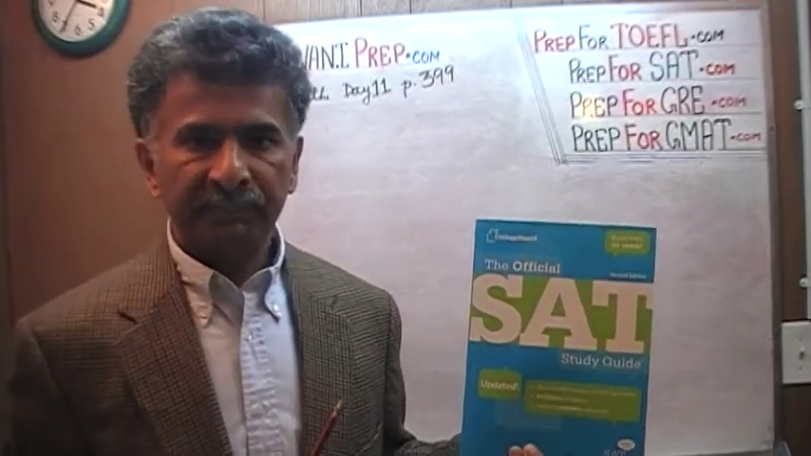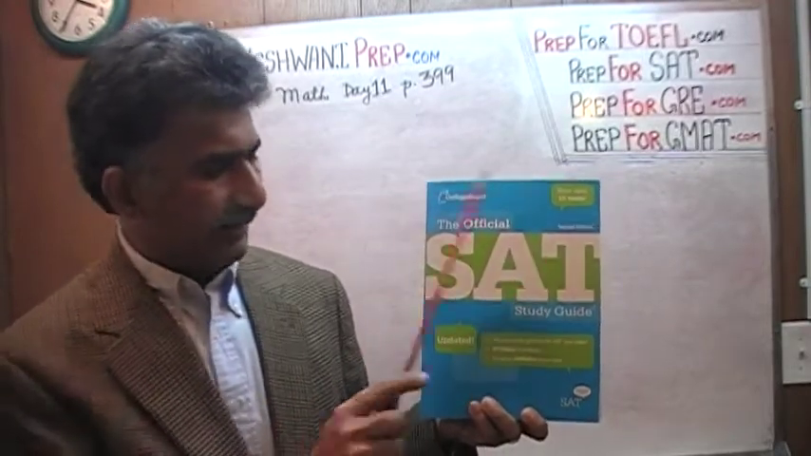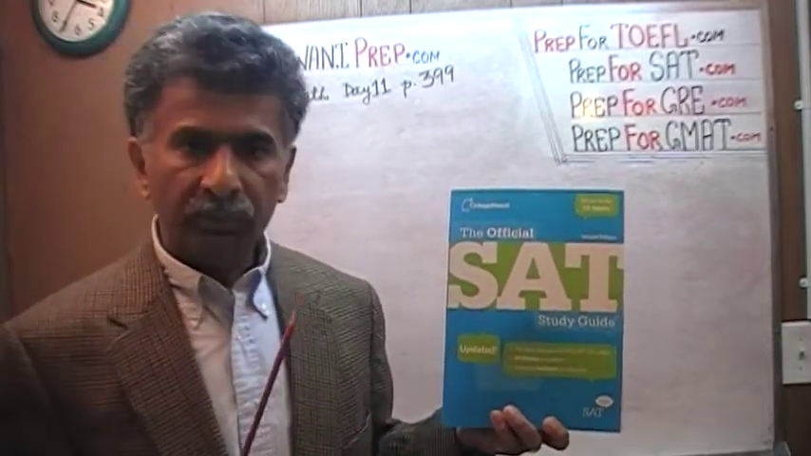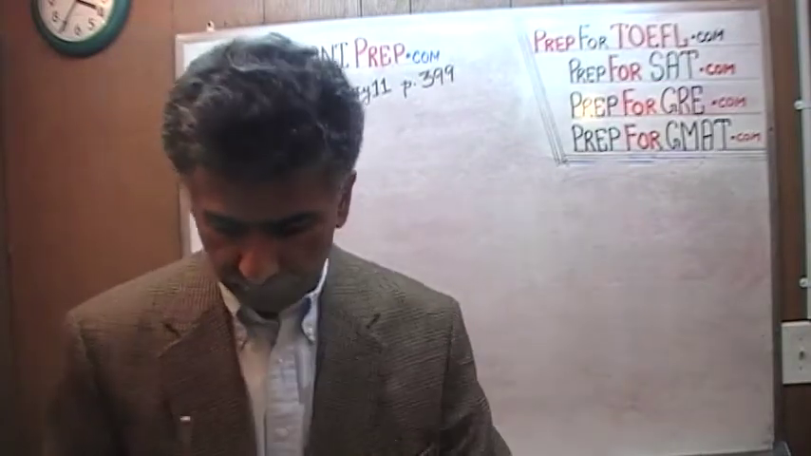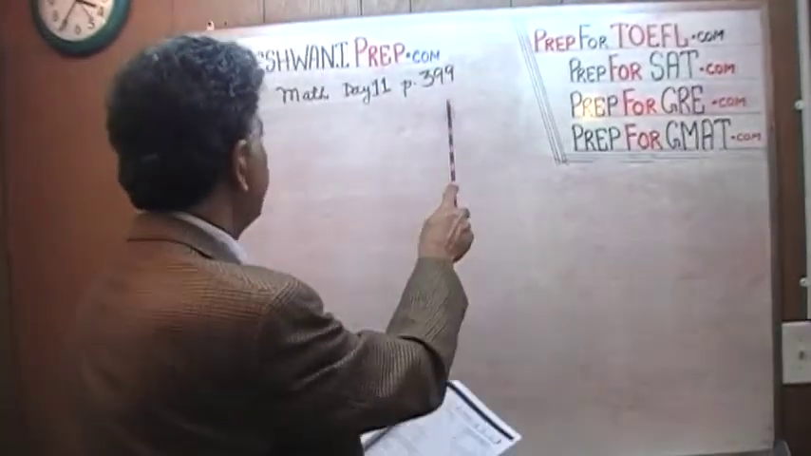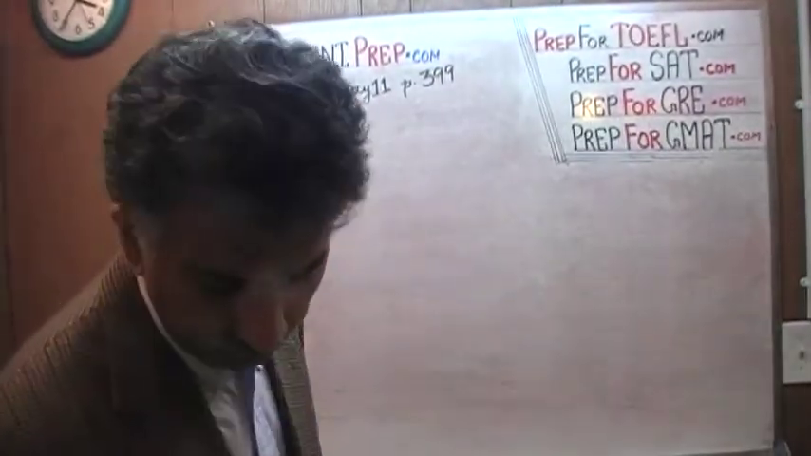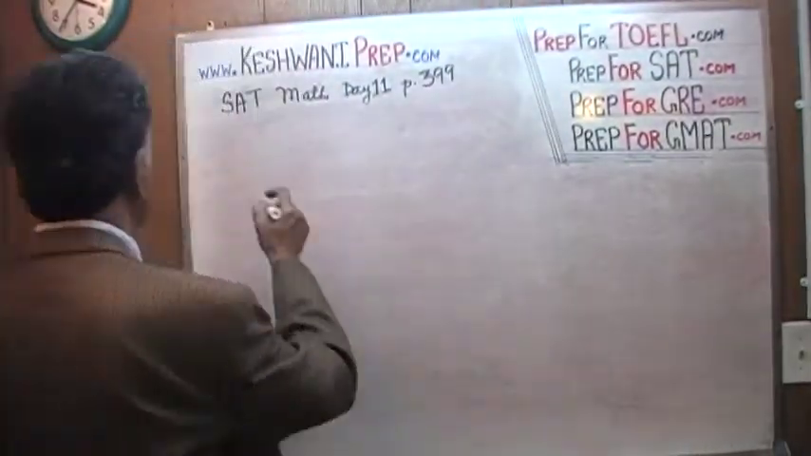We are here because we want to prepare for the SAT. We have been solving math problems out of this book here, the official SAT study guide, the second edition. If you do not own this book already, purchase one immediately. You're going to need it. The problem that we are about to solve is the one that you will find on page number 399. Today is our lesson number 11. The problem that we are about to solve is number 12.